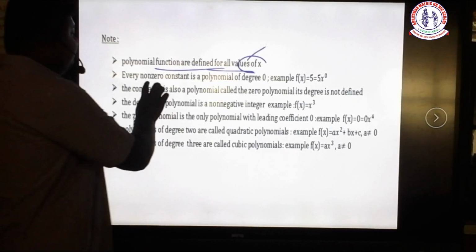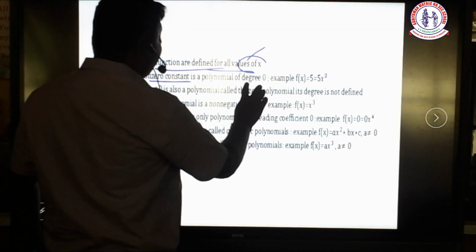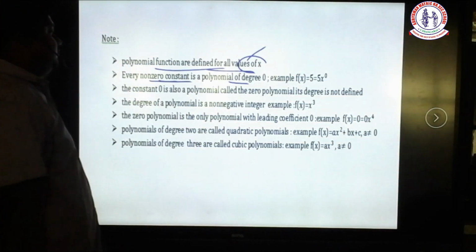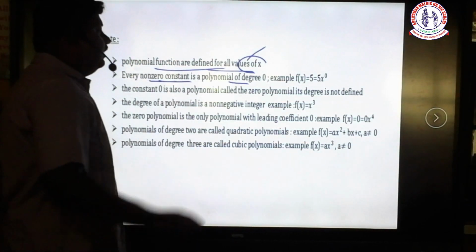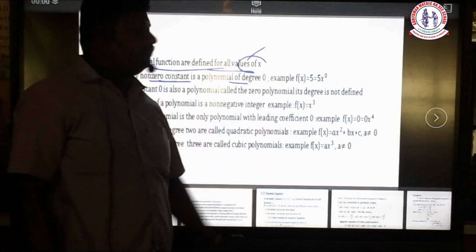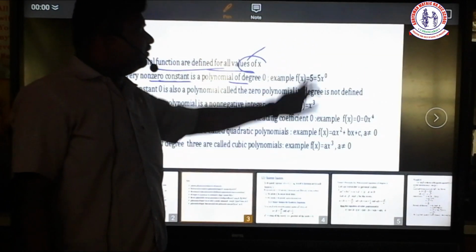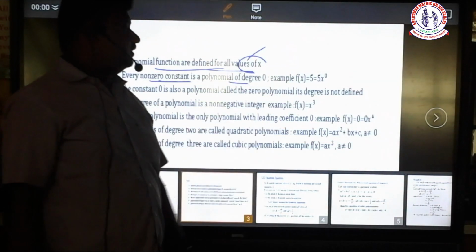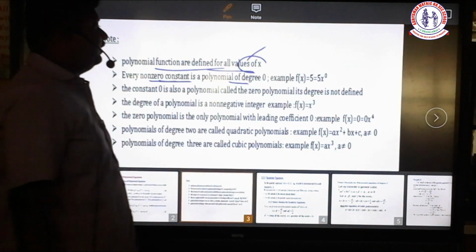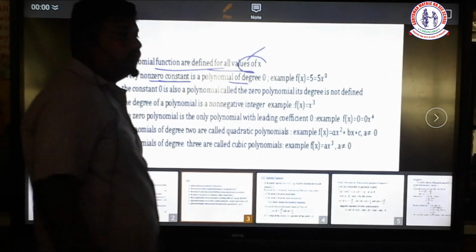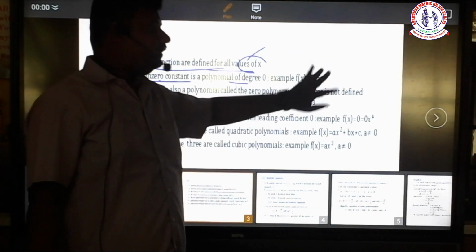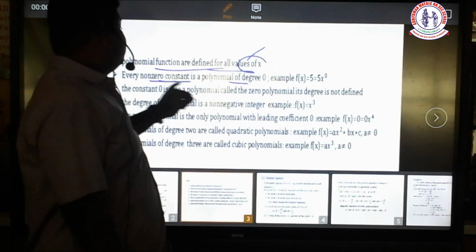The next one: every non-zero constant is a polynomial of degree 0. For example, f of x is equal to 5. Not only 5, you can take f of x is equal to minus 5, f of x is equal to 10. These are non-zero constant polynomials. If you put 0, it's a zero, so now you can't apply 0. You can apply f of x is equal to 5, 10. These are non-zero constant polynomials.